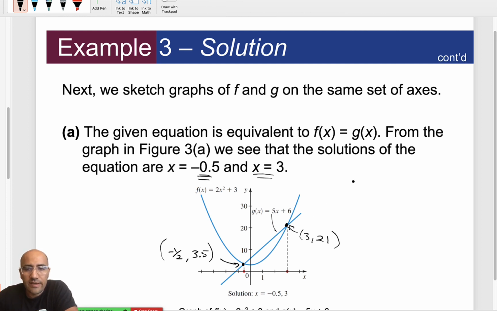f of x and g of x are equal to each other whenever x equals negative 0.5. Negative 0.5 is x there. And x equals 3 is the other answer. We'll cover how to find that intersection in the calculator real quick in a second.